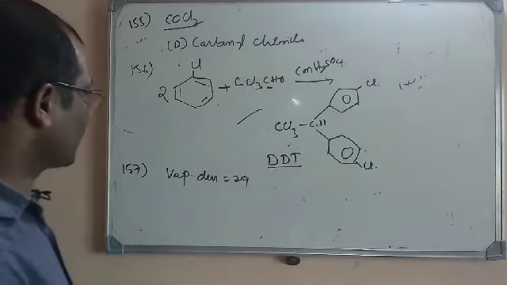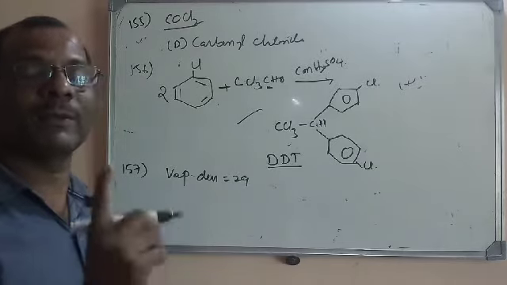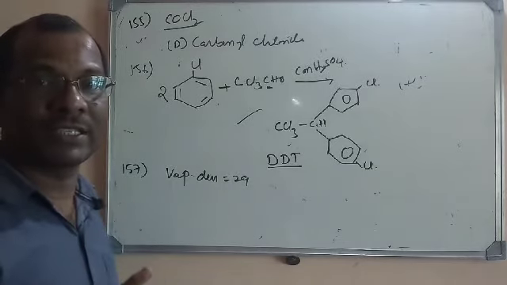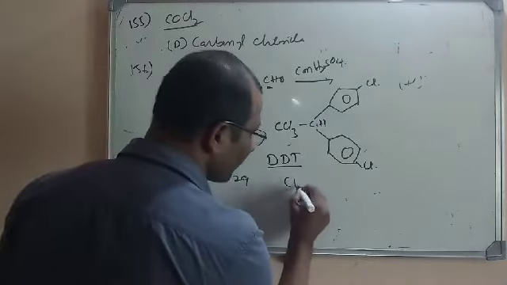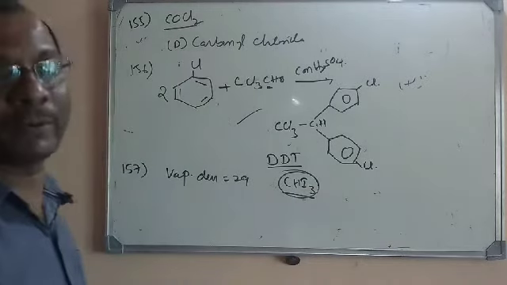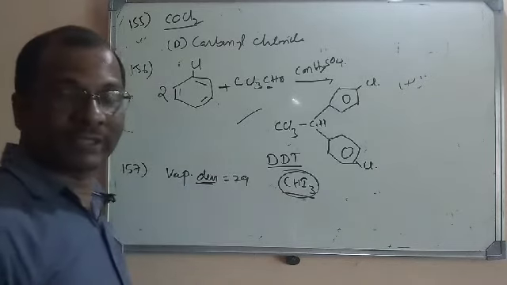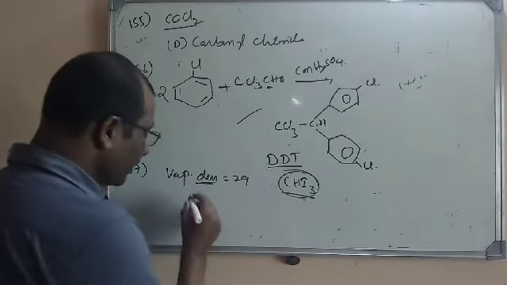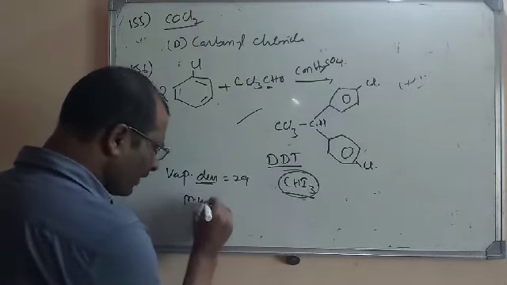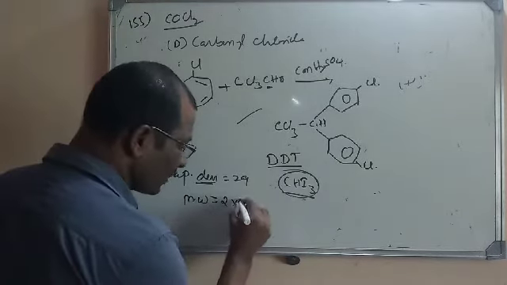Actually, if you observe this reaction here, iodine and alkali solution will give a yellow precipitate due to the formation of iodoform. CHI3 is a yellow precipitate. It's an iodoform reaction actually. And here the vapor density of the molecule is given. So its molecular weight is equal to 2 into vapor density, that is 2 into 29.